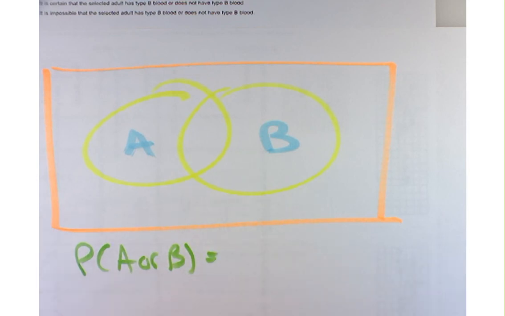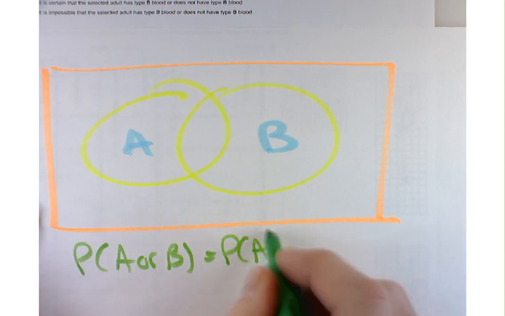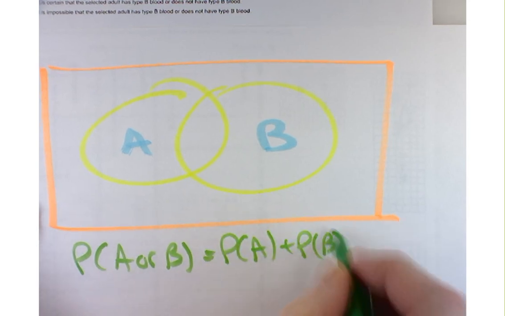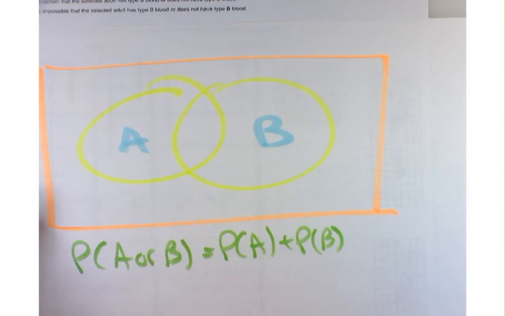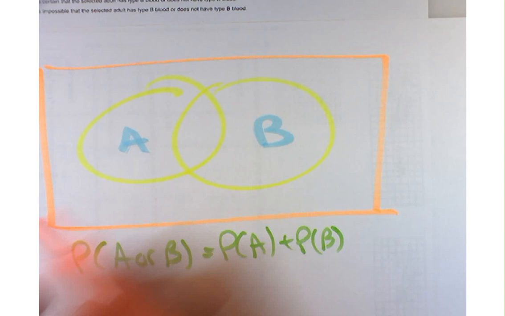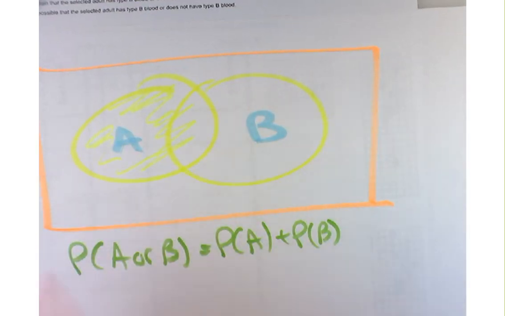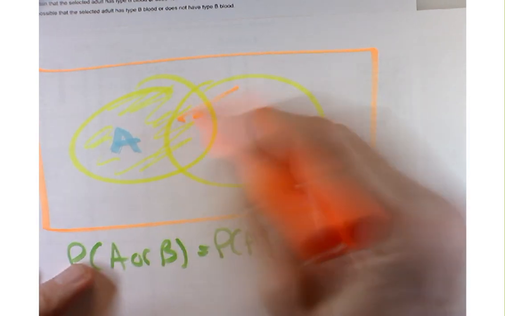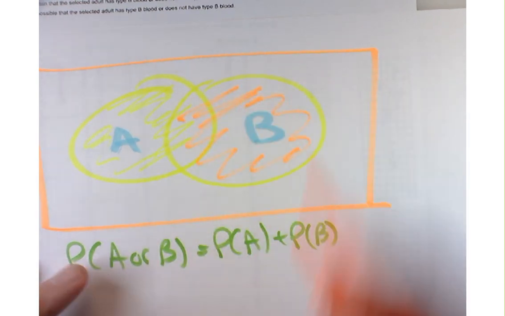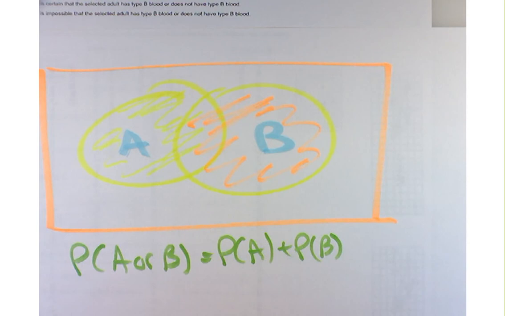well, one way to do that is kind of directly. You can say, oh, well, it's the probability of A plus the probability of B. But that's a little bit of a problem because when you do the probability of A, you get everything here. And you do the probability of B, you get everything here. Can anyone see where maybe I've overcounted things?